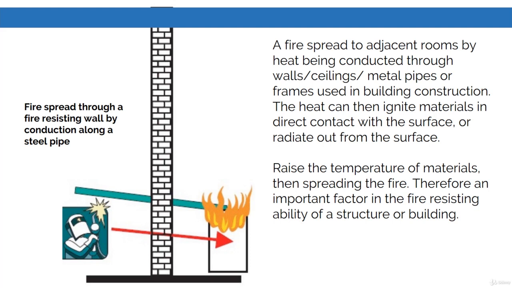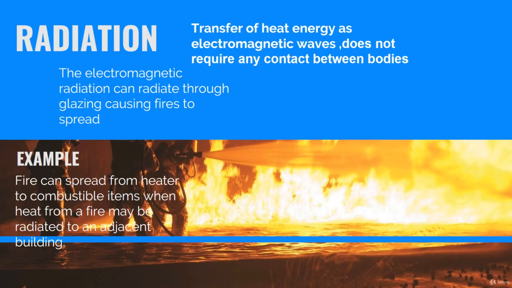The heat can then ignite materials in direct contact with the surface or radiate out from the surface, and this can raise the temperature of the material in the adjacent room to its spontaneous combustion temperature, thus spreading the fire. The third method we have is radiation.